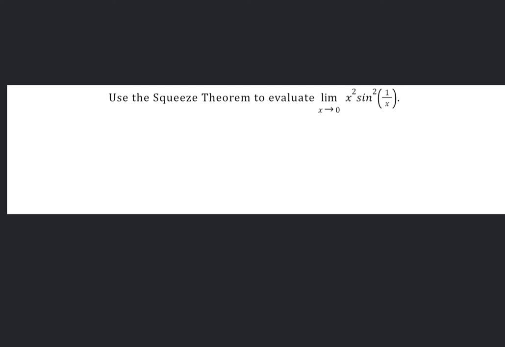Okay, so I often see this squeeze theorem used in problems like this, where we have trig, sine, and cosine. So the limit as x approaches 0 of x squared times the sine squared of 1 over x. So I can't plug in 0. That's going to cause a problem. So one way to think about this.